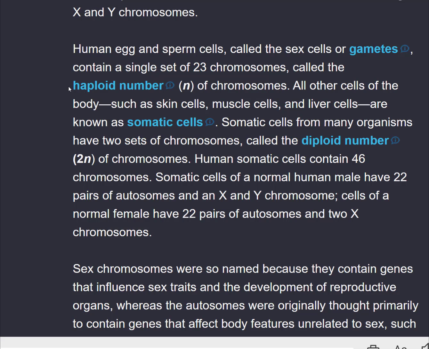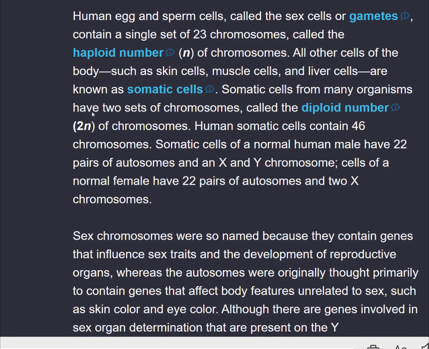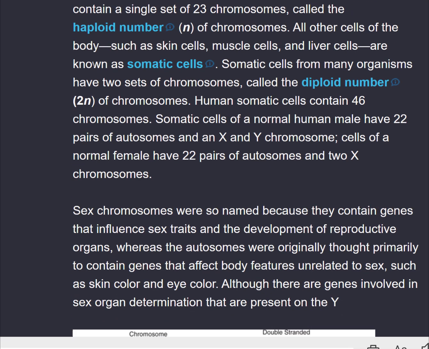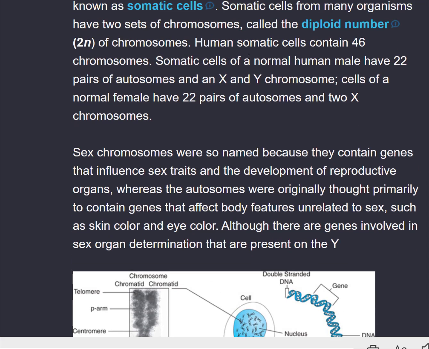Next is somatic cells. Somatic cells are all cell types in multicellular organisms except for gametes, which are sperm and egg cells. Diploid number, which is denoted by 2n. Two sets of chromosomes, 2n, often used to describe cells with two sets of chromosomes, typically one set from each parent.